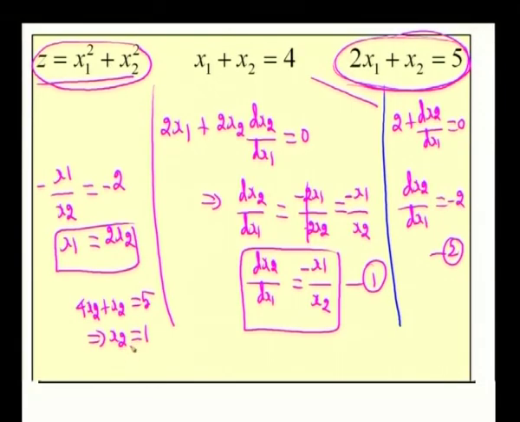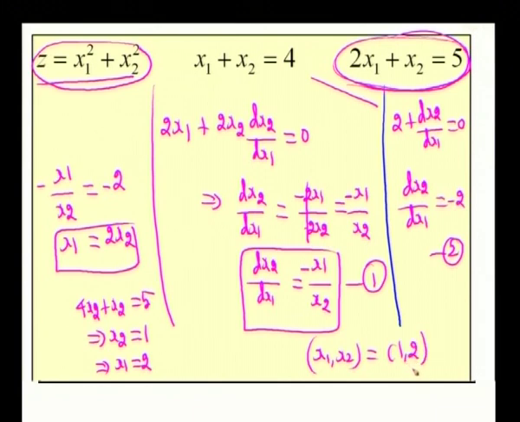From this equation, we get the x2 value equal to 1. With the help of x2 equal to 1, by substituting in this equation, we will get 2x1 plus 1 equal to 5. So, it will become 2x1 equal to 4, which gives us x1 equal to 2. So, from equations 1 and 2, we get our x1 and x2 values as 2 and 1.